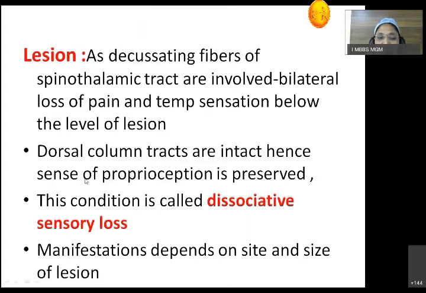This condition is called dissociative sensory loss. It means the patient has loss of pain and temperature sensation, but the patient will have knowledge or sense of proprioception. That means two-point discrimination, sense of vibration, and stereognosis, all these sensations are preserved. And again, the manifestations depend on the site and size of the lesion.